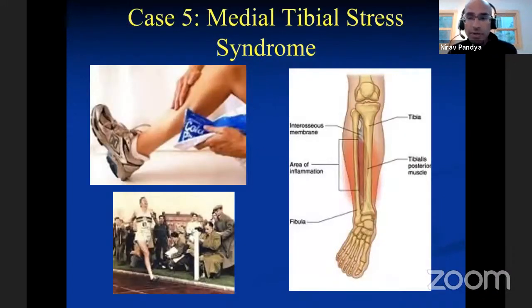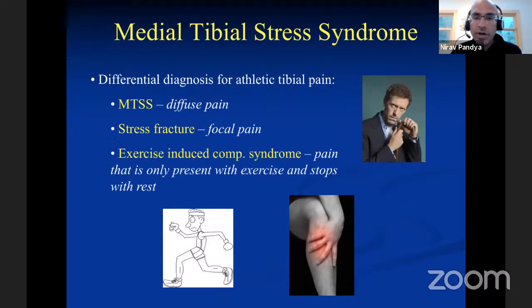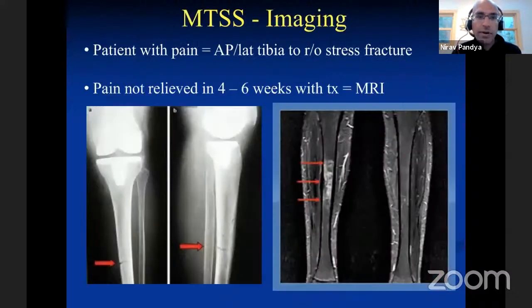And the very last pathology we'll talk about here in the last 30 seconds is medial tibial stress syndrome, which we know as shin splints. The differential diagnosis for a young athlete who comes in with tibial pain: if they're diffusely tender, it's typically medial tibial stress syndrome. If they have focal pain, it's a stress fracture. And if they have pain that's only present with exercise and stops with rest, then you worry about exercise-induced compartment syndrome, which is very rare.